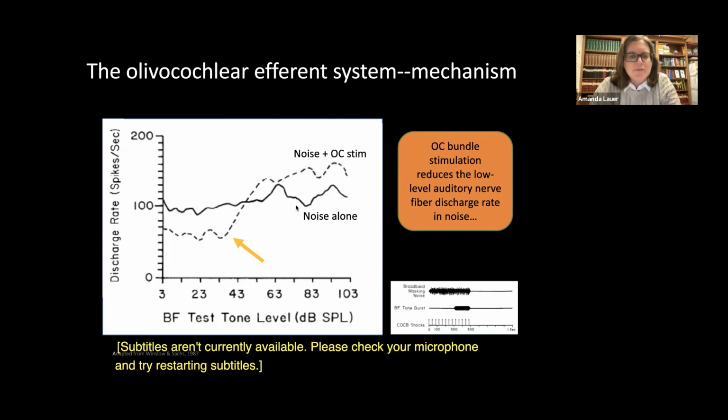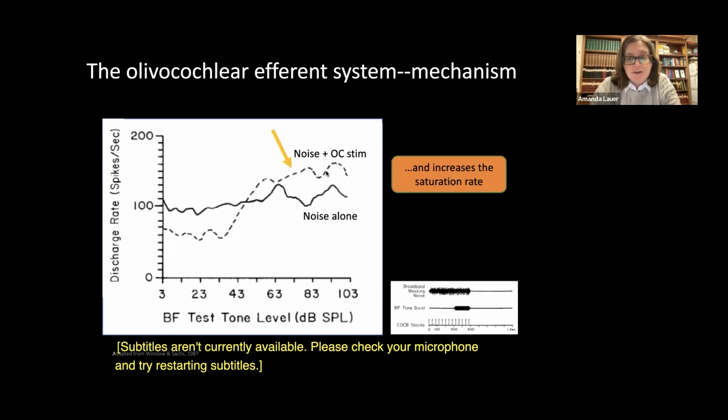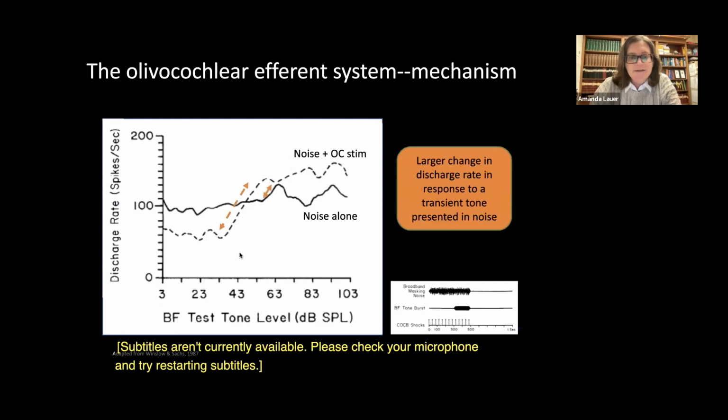You've got a very compressed response across different levels. So the neuron is not really able to represent change in level very well, right? When you stimulate the olivocochlear neurons, you get a reduction in that baseline response to the noise alone, and you get an increase in the saturation rate. And what this does is it really increases this change in rate representation.